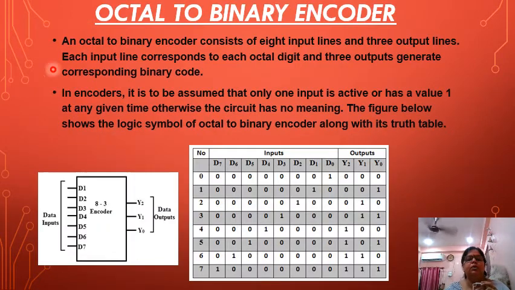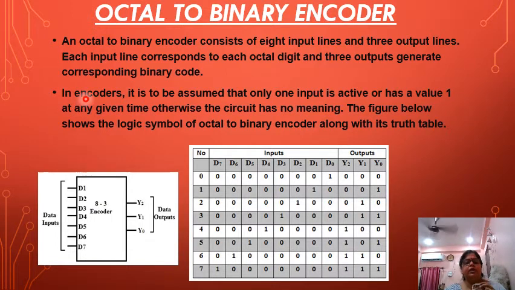Now, how are we going to convert octal to binary encoder? See, first we will understand that an octal to binary encoder consists of 8 input lines. As you all know, octal number has a base of 8, so it will consist of 8 input lines and 3 output lines. In octal we have studied that its binary is in 3 bits. Each input line corresponds to each octal digit and 3 outputs generate the corresponding binary code.